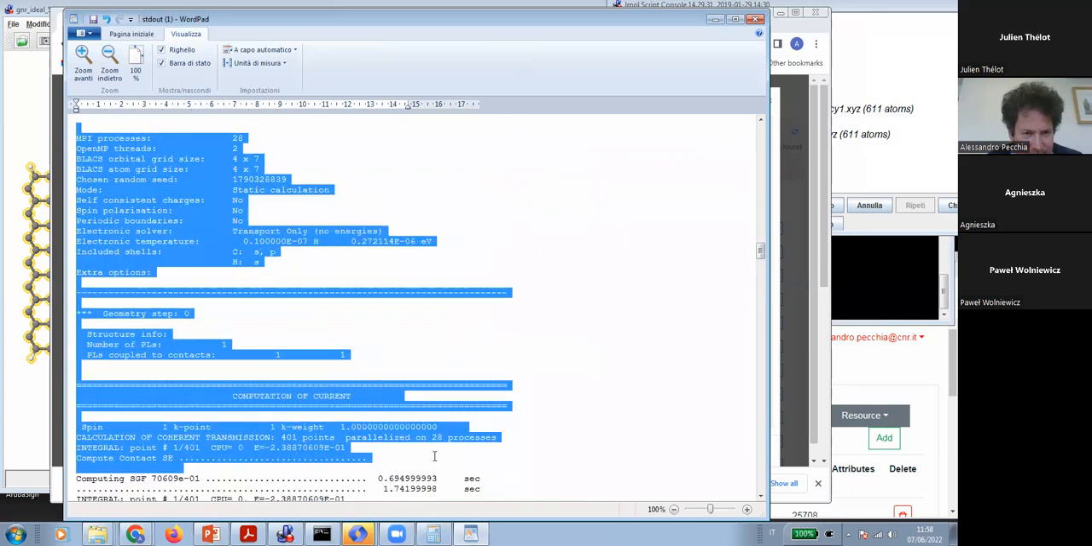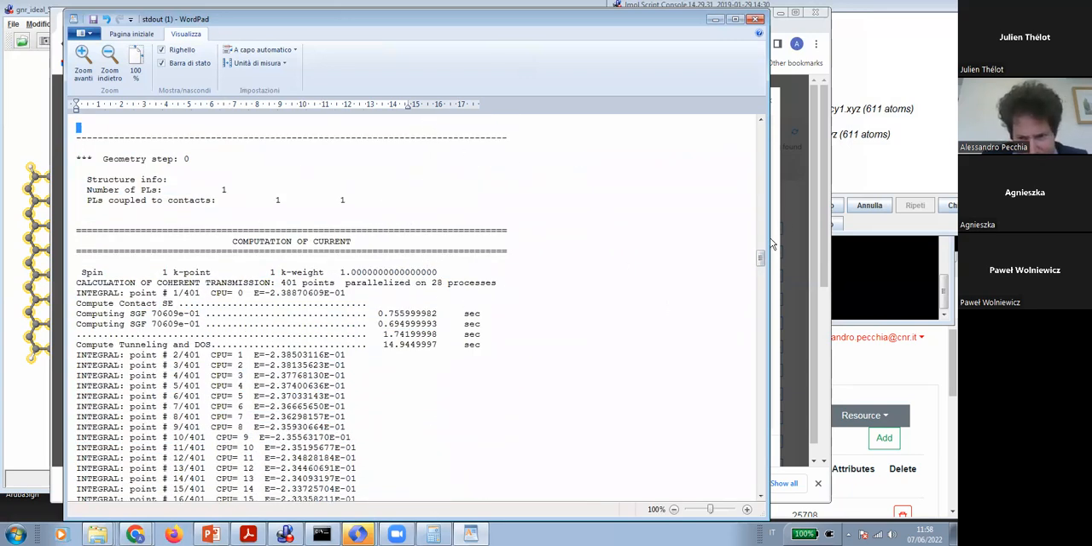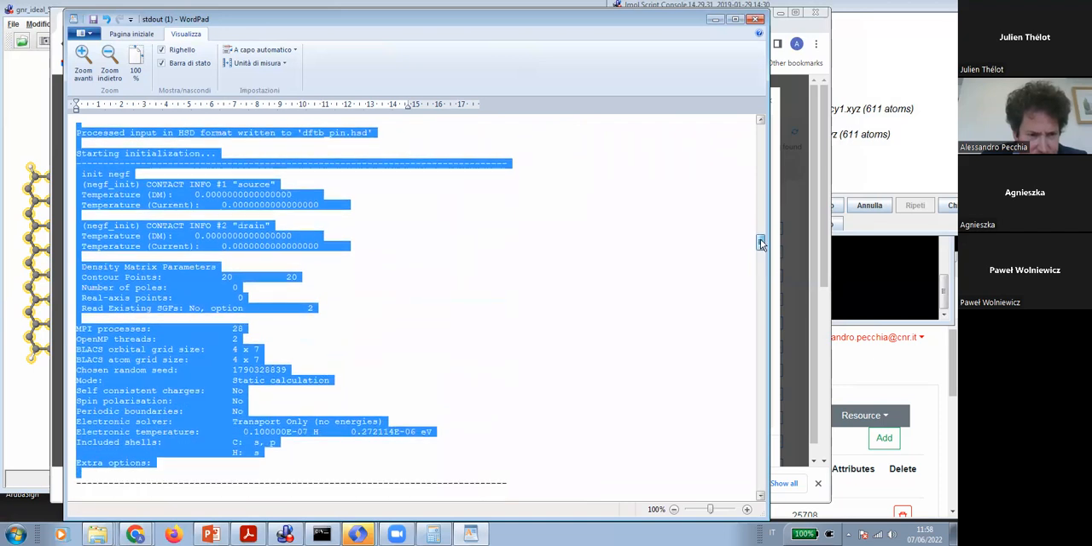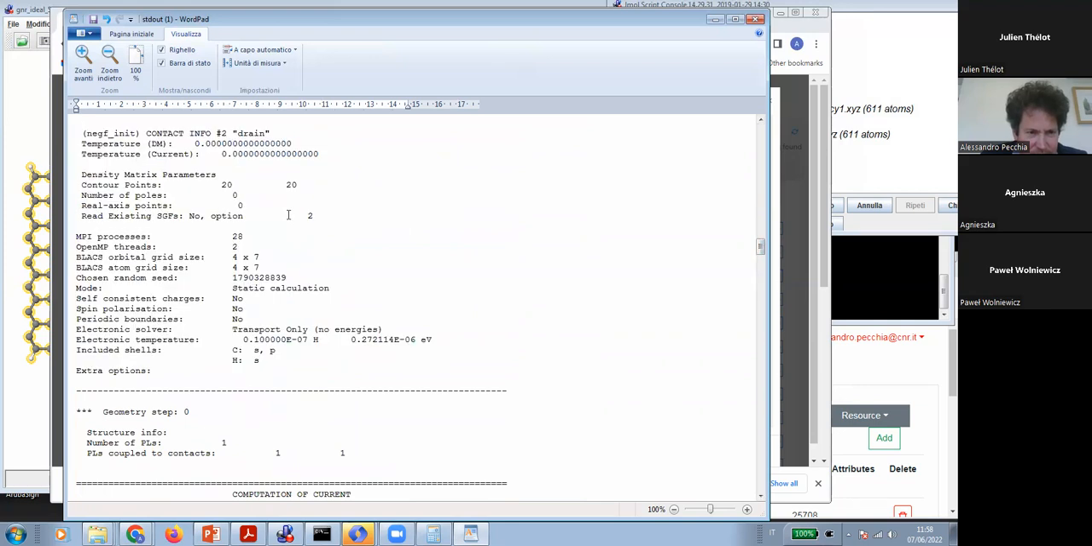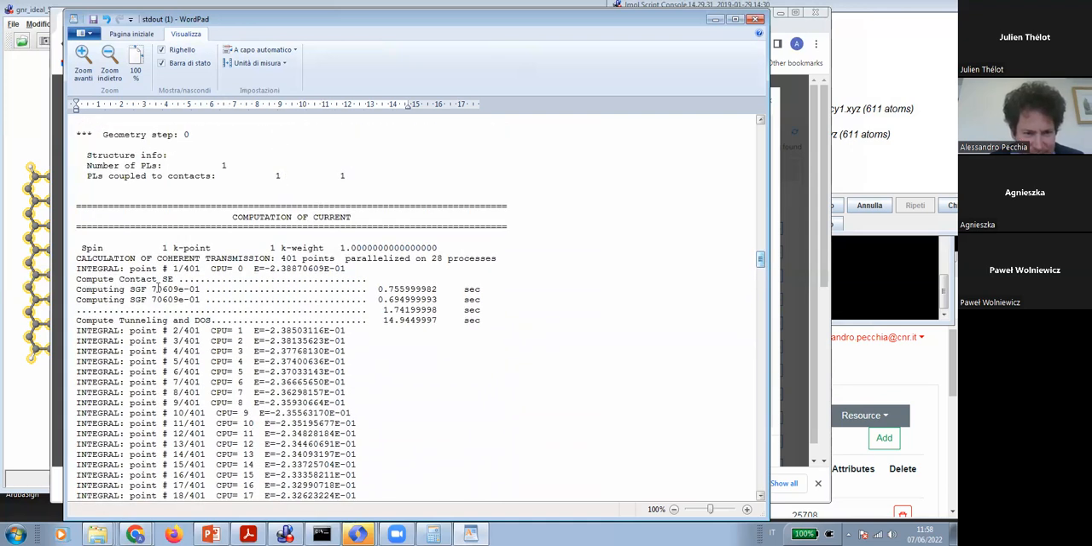This is the transport run. And here you can see that some output changed. Yeah, this is still telling you the same number of MPI processes and OpenMP threads. But you see the computation of current and the parallelization of the energy calculation. Actually, there are 401 energy points, one more because the endpoint also matters, so there is always one point more.